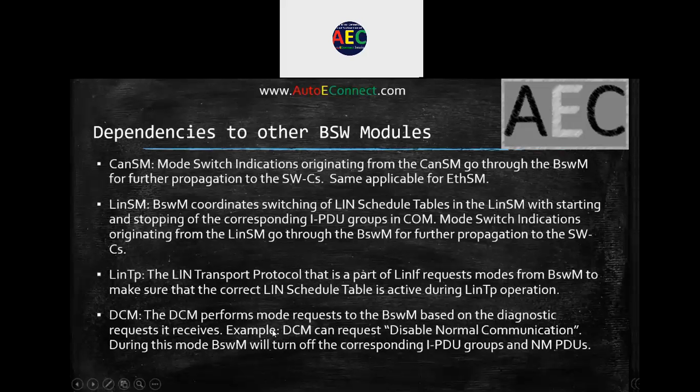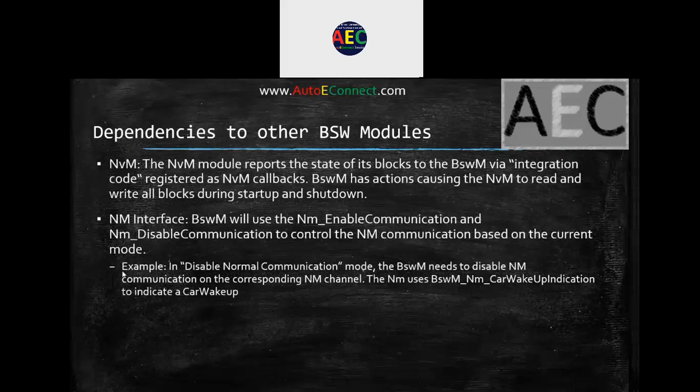DCM can request to disable normal communication. So DCM can request this of the communication manager, and the request can happen via the BsWM module. During this mode, BsWM will turn off the corresponding IPDU groups and NMPDUs. So whenever the request comes from the DCM to disable normal communication, BsWM will turn off all the corresponding IPDU groups and the NMPDUs, whatever we have on that respective communication channel.